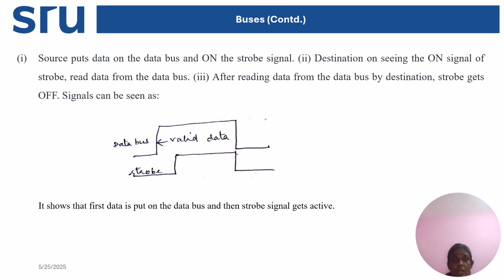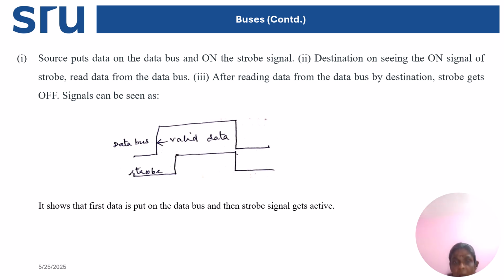This mechanism is explained in three steps. Number one, the source puts data on the data bus because it has available data for the destination, and then it turns the strobe signal on. Second step, the destination, on seeing the on signal of the strobe, which it is continuously watching, and whenever it recognizes the on signal on the line, it is ready to read the data available on the data bus.